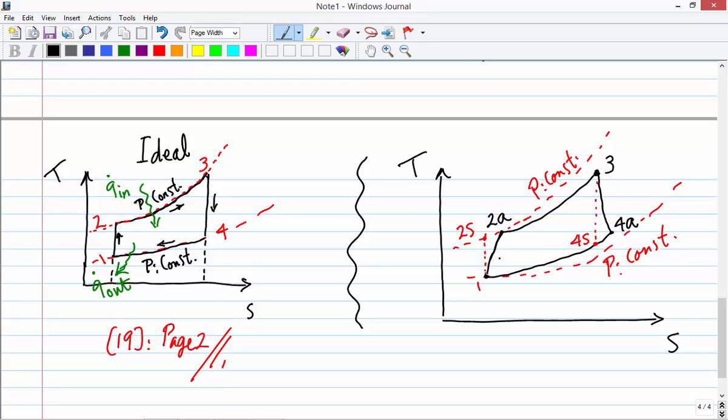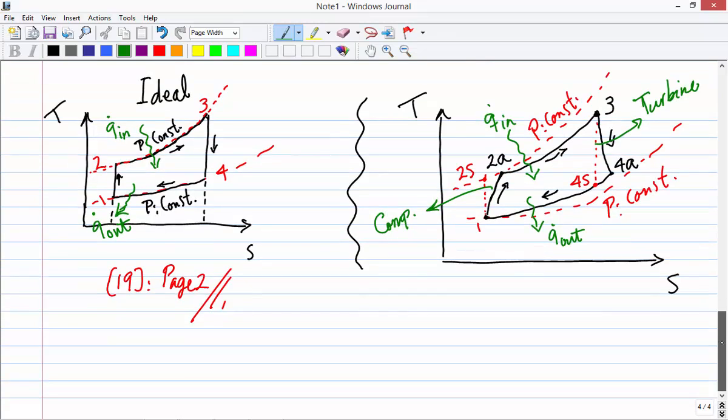So, and this is the direction. We add heat here and reject there. Here is process 1 to 2, which happens in the compressor, and 3 to 4 in the turbine. Okay, now how do I define, again, the efficiencies?